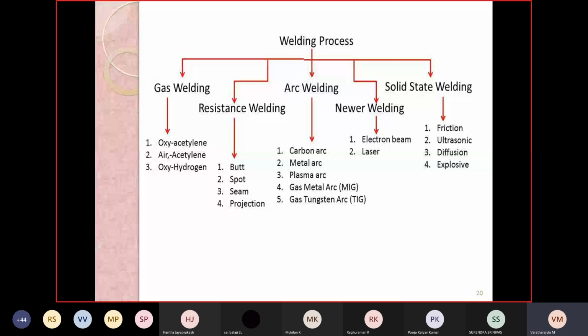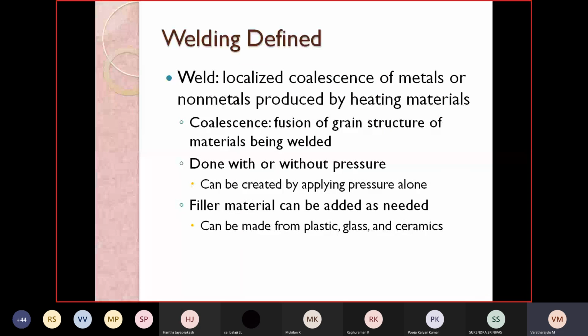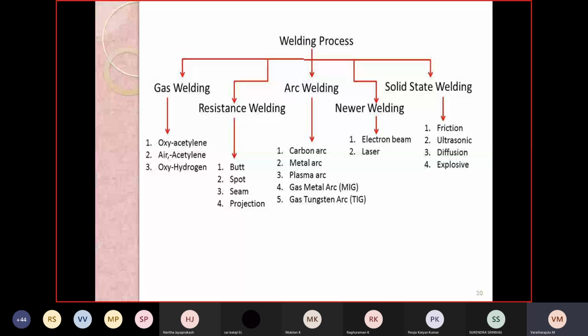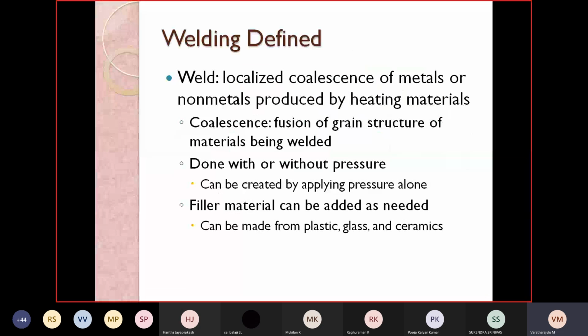And in particular with arc welding, we are going to have a visit over metal arc welding, and oxyacetylene welding is also available with us. Welding is usually defined as the coalescence of metals or non-metals produced by heating materials. Either by heating or by rubbing we can produce the metal joining. And there are newer types of welding now in practice, like friction stir welding.